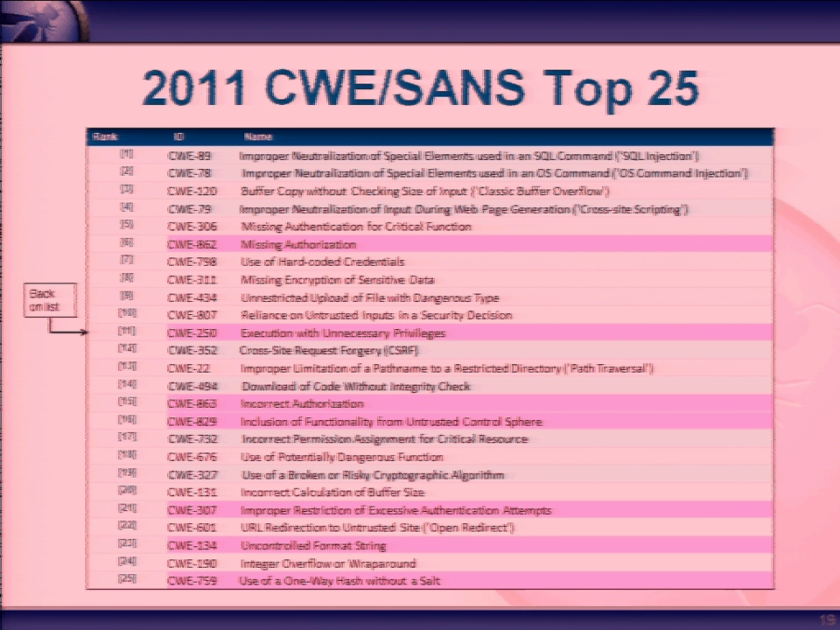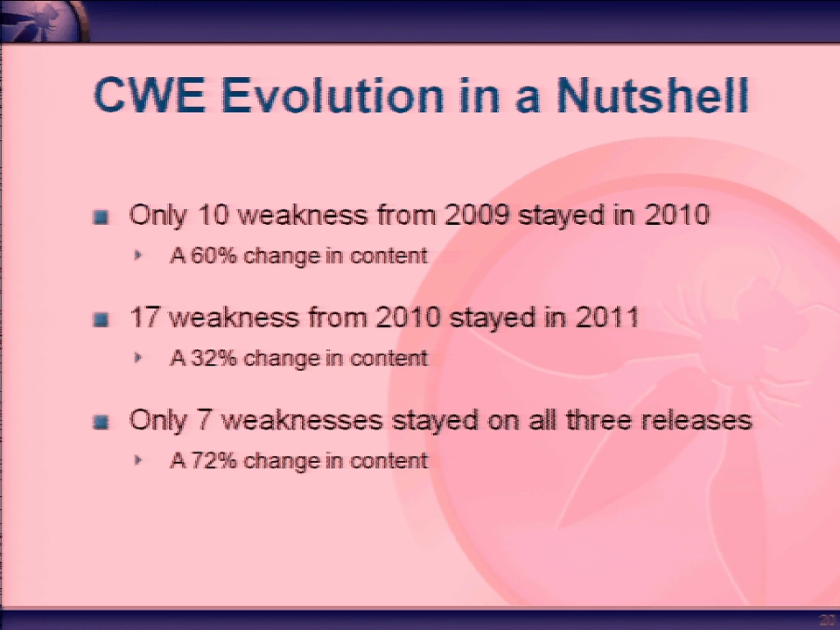And if we take a look at what the change looks like, this is why. So this is kind of a summary. From 2009 to 2010, only 10 of the 25 items stayed on the list. That was a 60% change in the list.